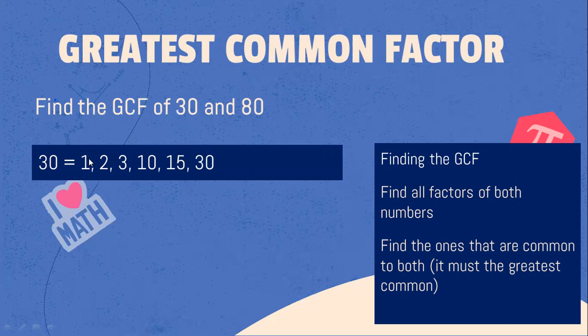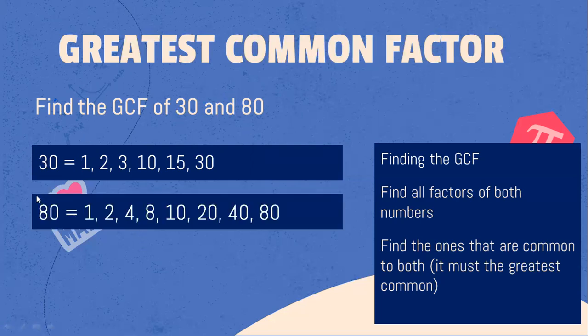It can be like this: 1 multiplied by 30, that's 30. 2 multiplied by 15, that's 30. 3 multiplied by 10, that is 30. How about for 80? The factors of 80 are 1 times 80, that's 80. 2 multiplied by 40, it's 80. 4 multiplied by 20, it's 80. 8 multiplied by 10, it's 80.